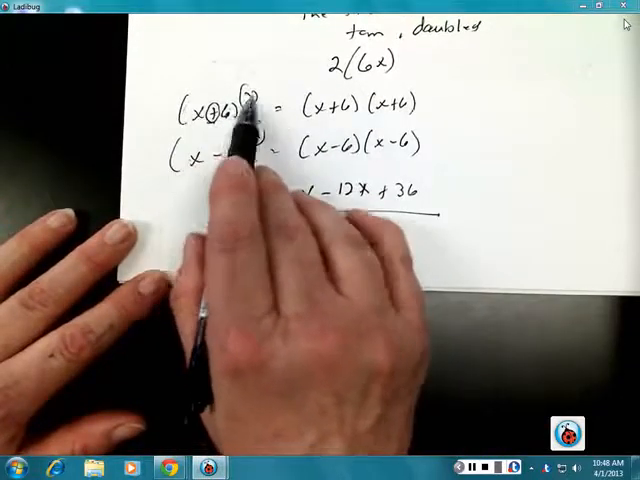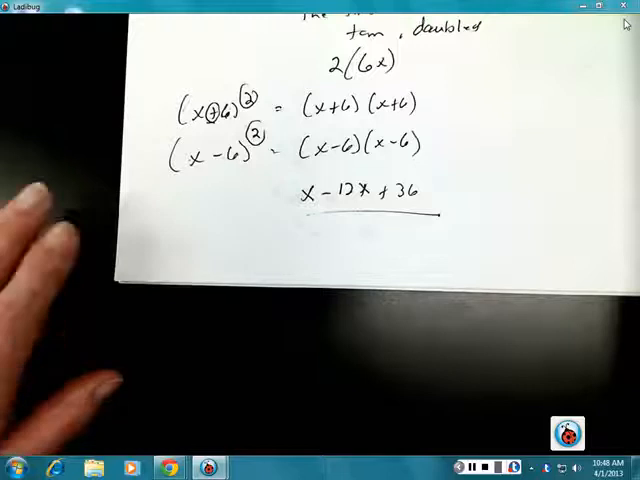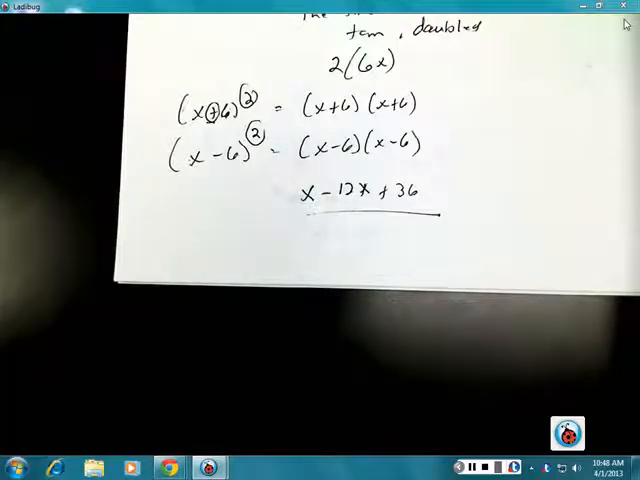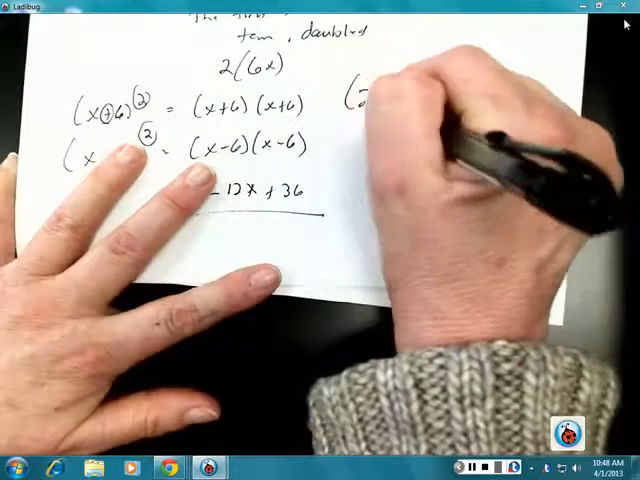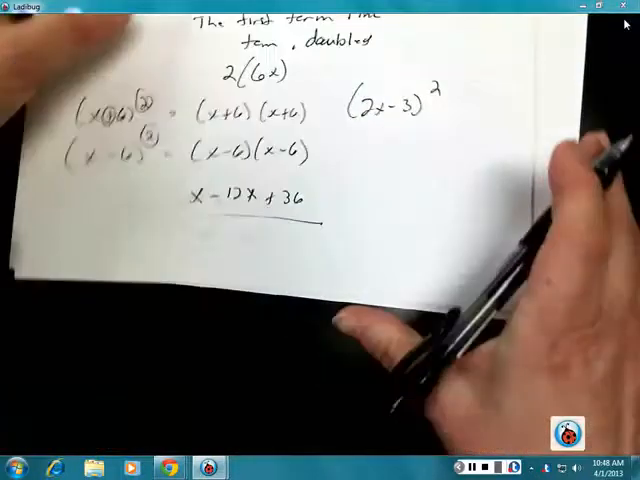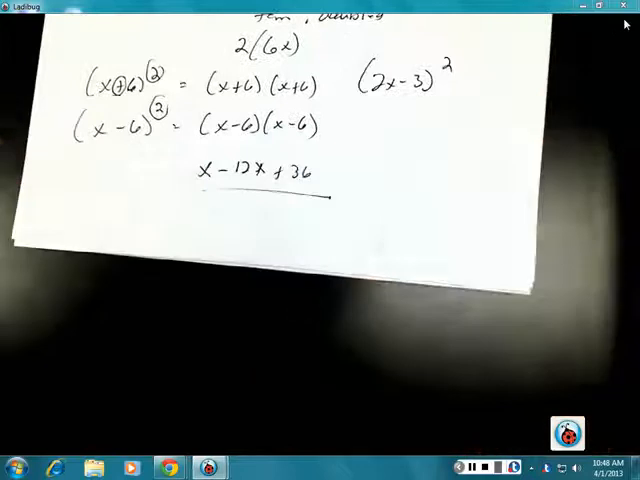Don't distribute the 2 into the squared pieces. It will not be right. Hawks will definitely tell you it's not right. So would I, because you can't end up taking those things and squaring them. So you want to see those things twice. What would we get for this one? 2x minus 3 squared, if I had that one.